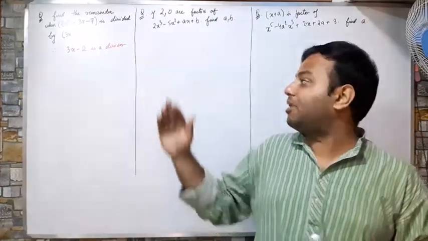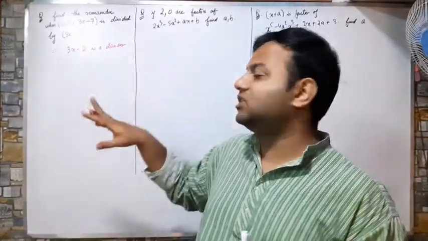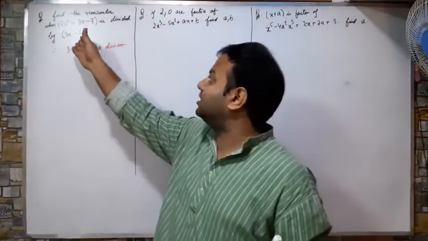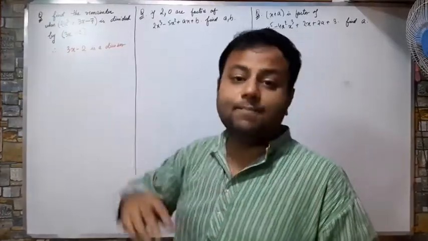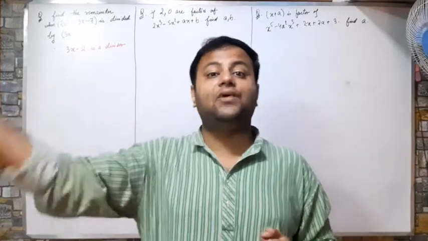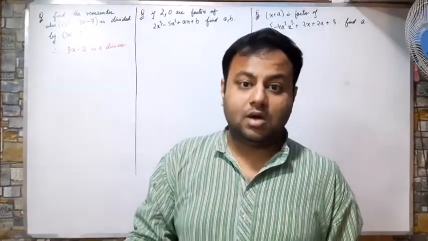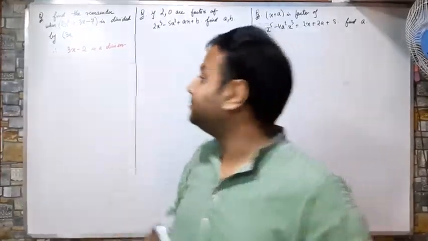So to find the remainder, I have two processes. Either I can apply the remainder theorem or I can apply the division method. The division method is very long. If I have to divide this by this, it will take a lot of time. So why waste the time? I will directly go with the remainder theorem. But if the exam says do long division to find the remainder, then you have to do long division. But if nothing is asked, you will just apply the remainder theorem.